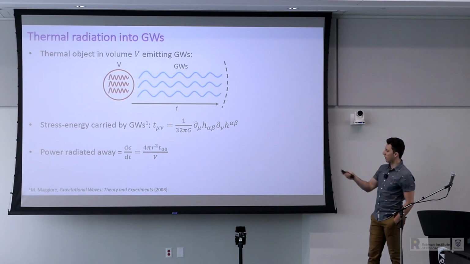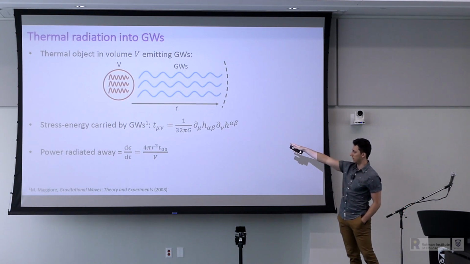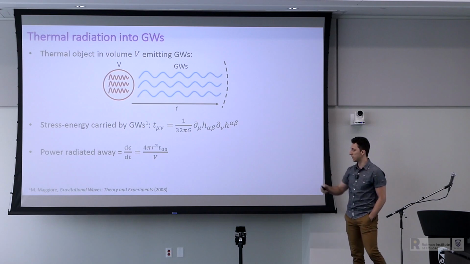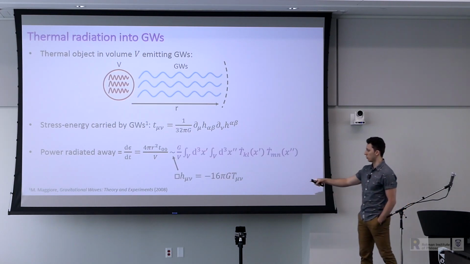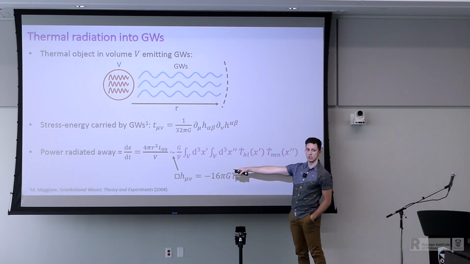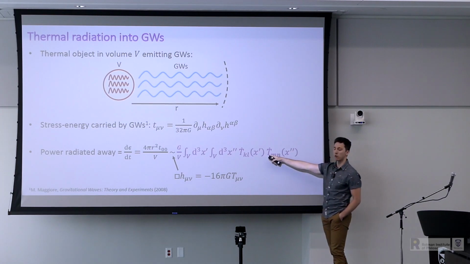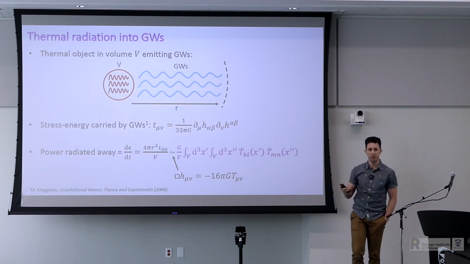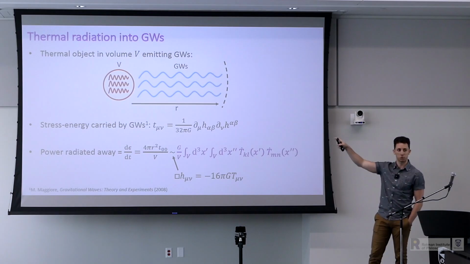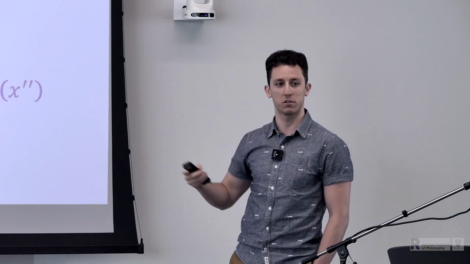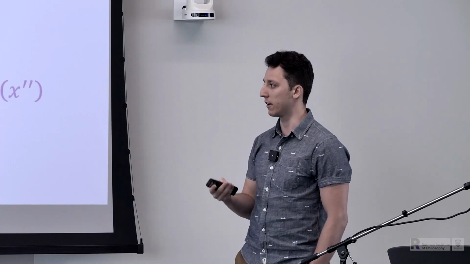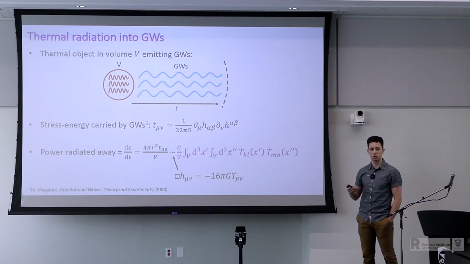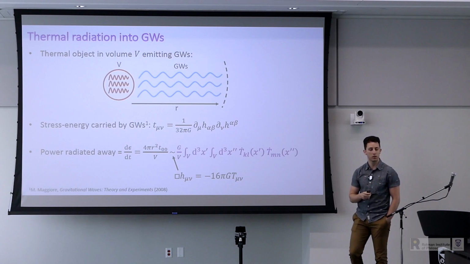Okay, now we want a more useful expression than that. So we're going to insert the T00 component into that equation. And then we use the gravitational wave equation to write h in terms of capital T, where remember capital T is the stress energy of the source, of the thermal source. Okay, so this is a more useful expression that we can now try to compute and get a theoretical answer for how much power is radiated away.